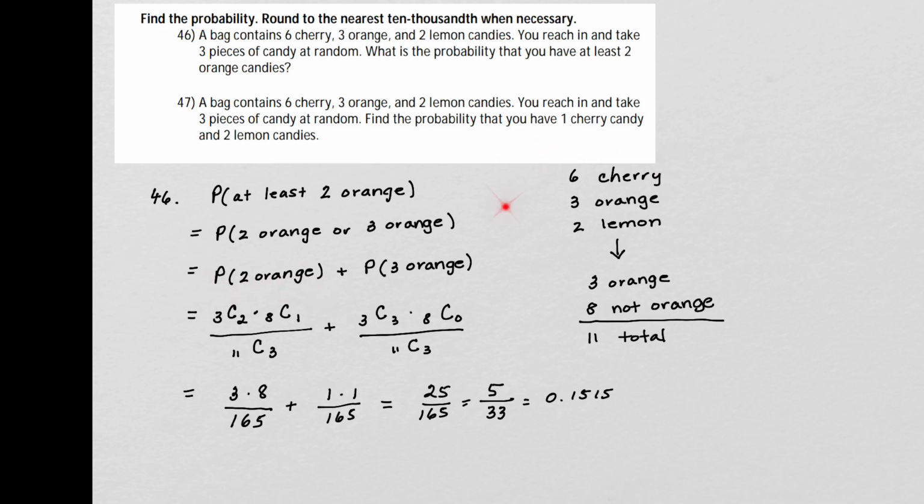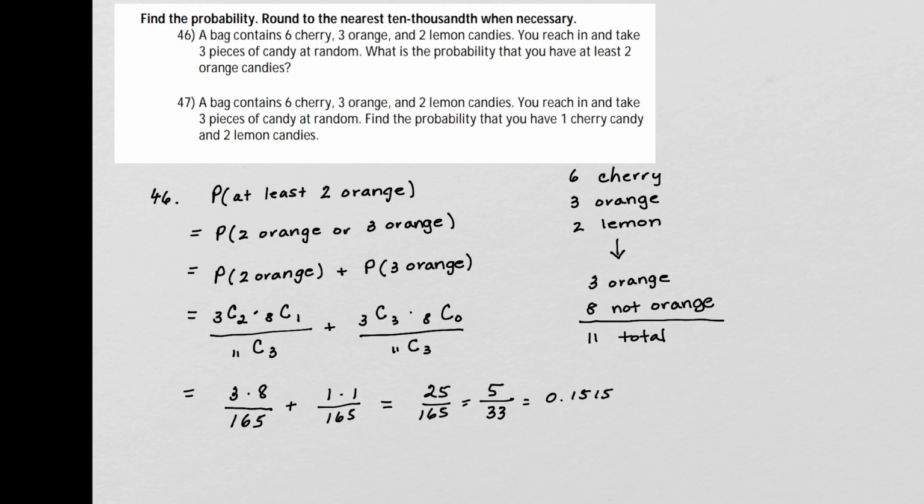What I did over here was I looked at what kinds of candy we have and how many of each. So there are 6 cherry, 3 orange, and 2 lemon. And this is all about getting orange candies. So I'm going to say there are 3 orange candies, and there are 6 plus 2, which is 8, that are not orange. And that makes 11 candies total.